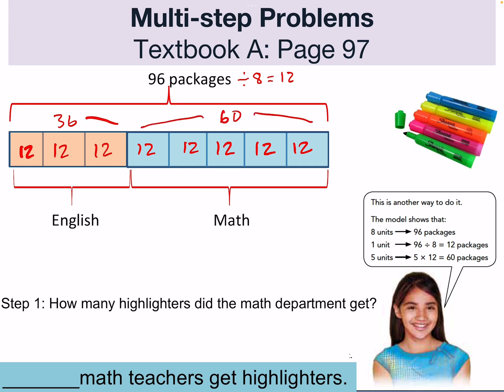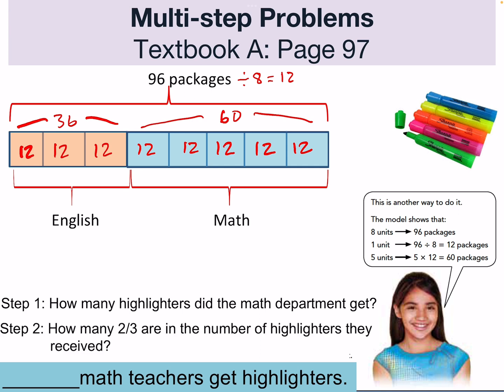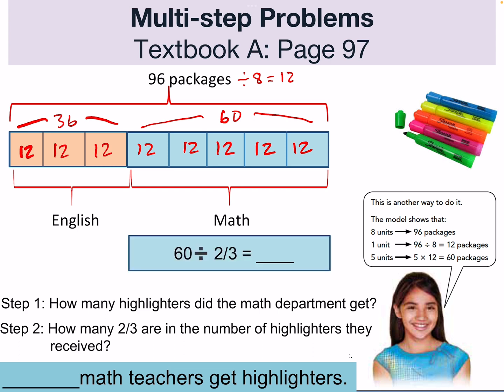And 36 and 60 gives me 96. So that checks out. Either way I do it, it checks out. Which brings me to my next question: how many 2/3 are in the number of highlighters the math department received? Well, the math department received 60, and so we're asking how many 2/3 are in 60, right?